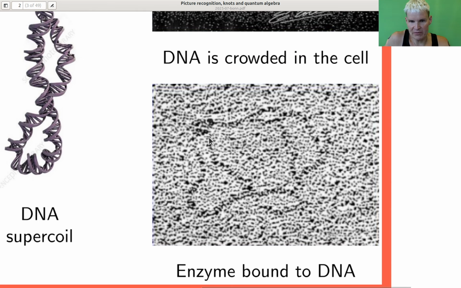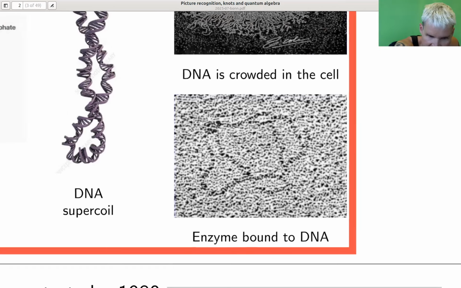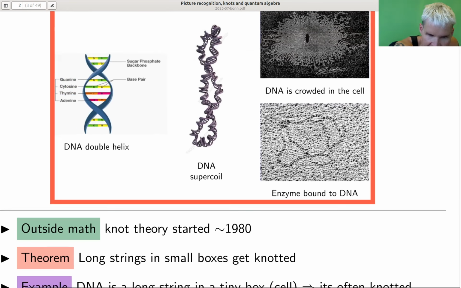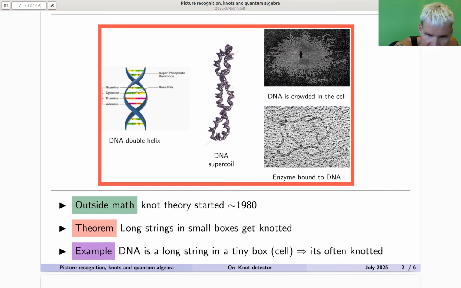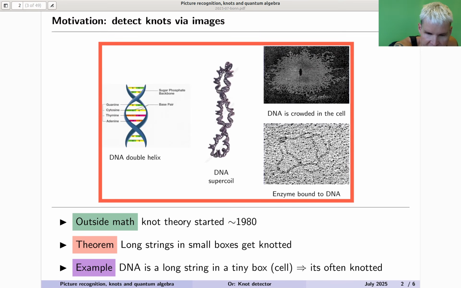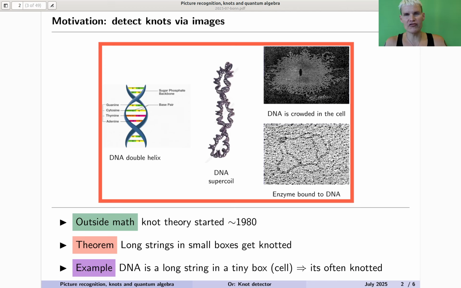Let me try to use my mouse here. So this little thing here actually is an enzyme that tries to cut the DNA knot that you can see here. Tries to cut it open. So that's what happens. It's kind of fun, this part of mathematics, which is actually super applicable.